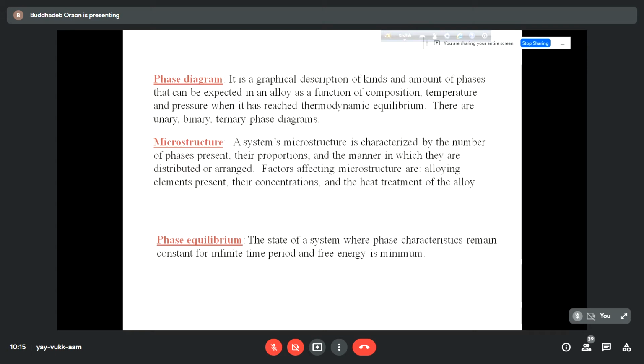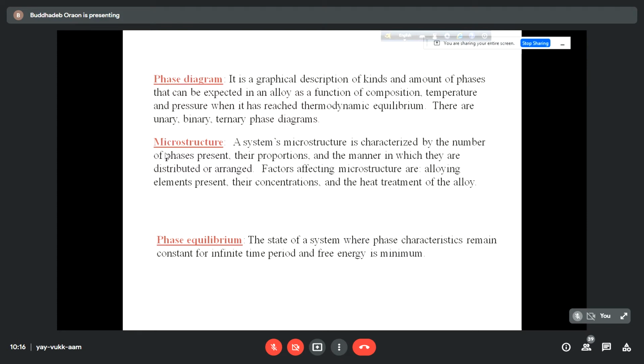There can be unary, binary, or ternary, even quaternary phase diagrams. Unary means only a single component is there. Binary, 2 components; ternary, 3 components; then quaternary, 4 components, like that. As you increase the number of components, the phase diagrams become more complicated.